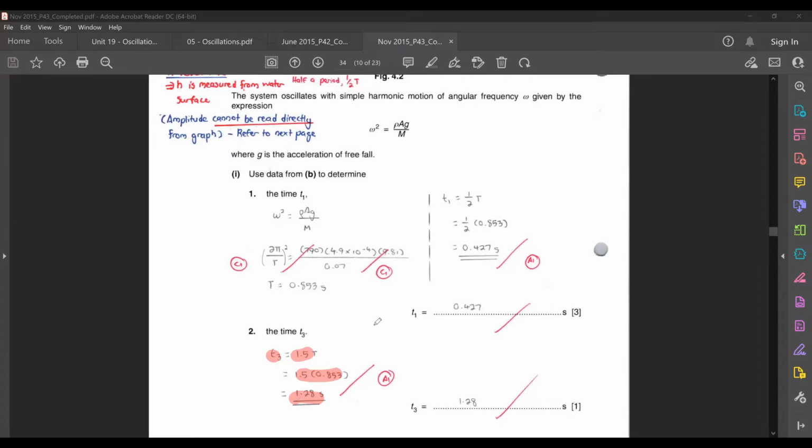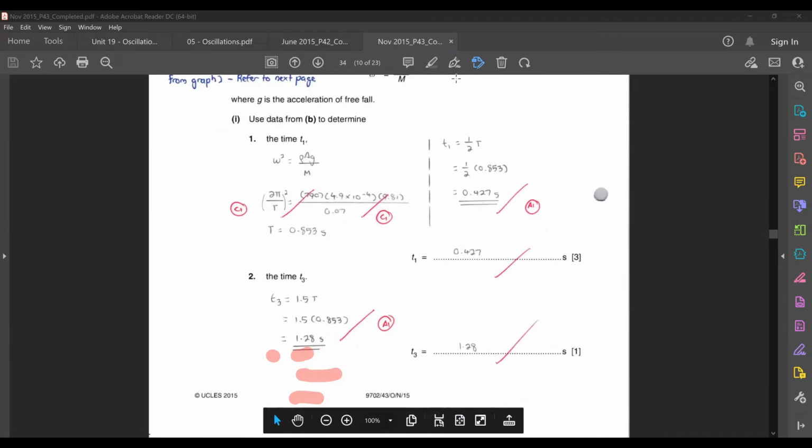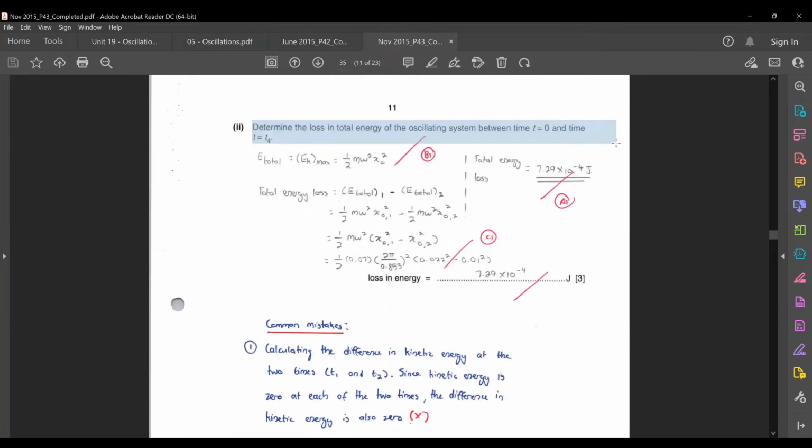Okay, so if that one is okay, then I move on to the last part of your question. The last part of your question asks you to find out the total loss in energy of the oscillating system between 0 and T4. What's the loss in total energy of the system between 0 and T4?